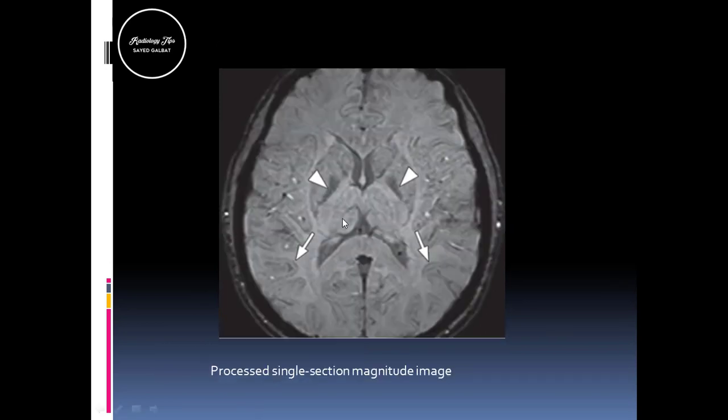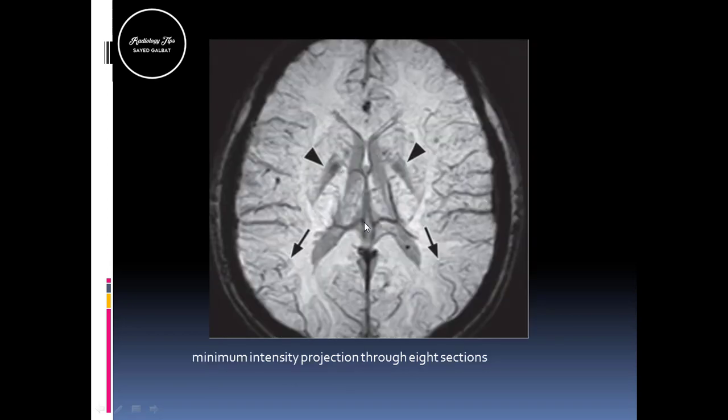The second one is the processed magnitude image. Again, you can see the iron in the basal ganglia and the subcortical U fibers. The last one is the minimum intensity projection, and this is my favorite to look at in SWI. And again, you can see the iron in the basal ganglia, the subcortical U fibers, and the cortical veins.